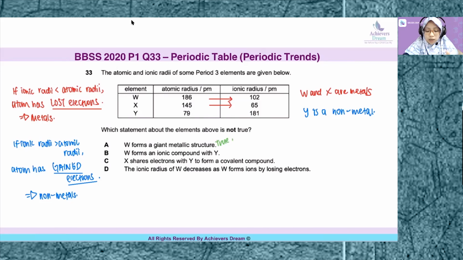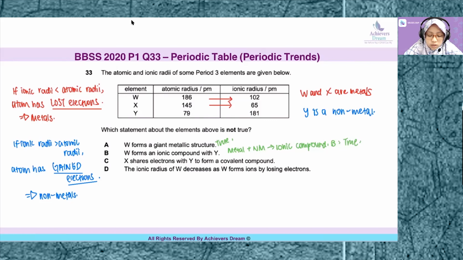Statement B: W forms an ionic compound with Y. W is a metal and Y is a non-metal, so they will form an ionic compound. Hence, statement B is true. A is true, B is true.